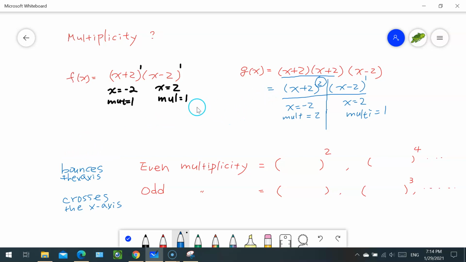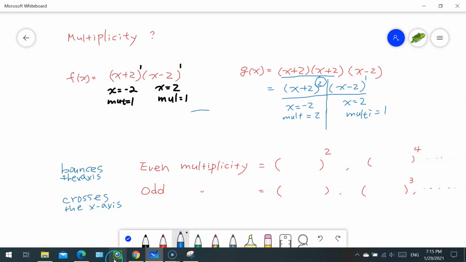So to determine the multiplicity, we need to factor out the function and then look at the top right corner outside of the parenthesis. What is the number it has? And that number will help us to determine, when the curve goes to the x-intercept point, whether the graph touches the x-axis, bounces off the x-axis, or crosses the x-axis.